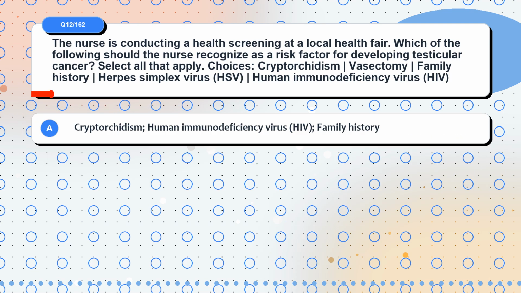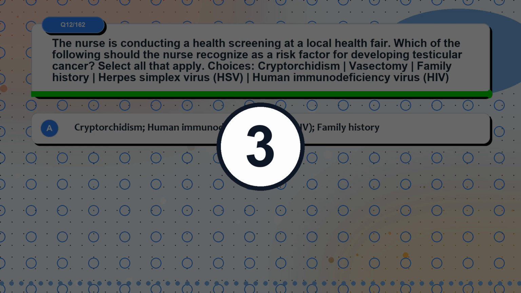Question 12. The nurse is conducting a health screening at a local health fair. Which of the following should the nurse recognize as a risk factor for developing testicular cancer? Select all that apply. Choices: cryptorchidism, vasectomy, family history, herpes simplex virus (HSV), human immunodeficiency virus (HIV). Option A, cryptorchidism, human immunodeficiency virus (HIV), family history.